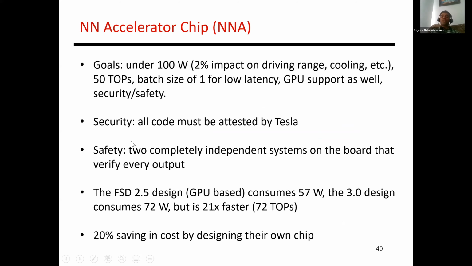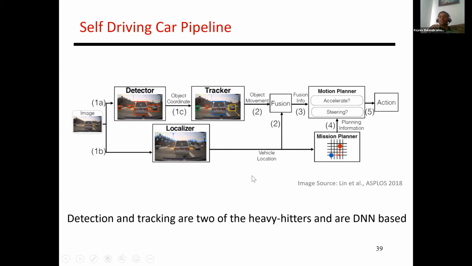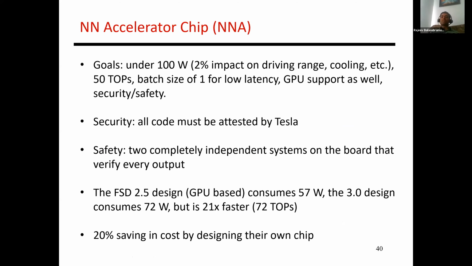They also care about security and safety, right? So they have features for that. For safety reasons, they have a replicated chip. Every computation is done twice and it's verified, right? That way, if there's any kind of fault, and that's why you're seeing these two chips here, it does not give you wrong results. And so the whole system is about 72 watts, and reduces cost by about 20% as well.